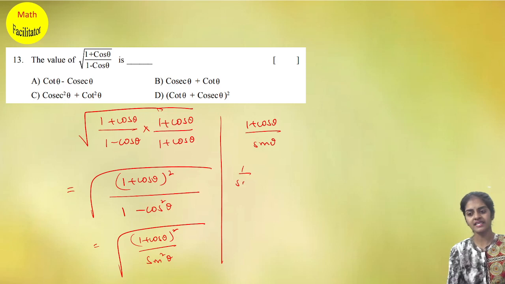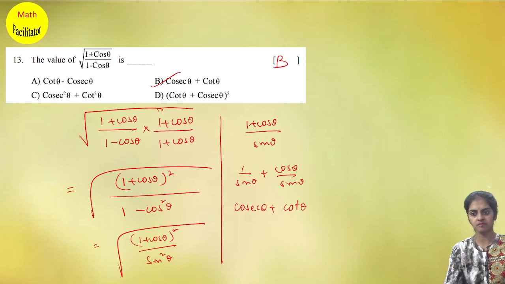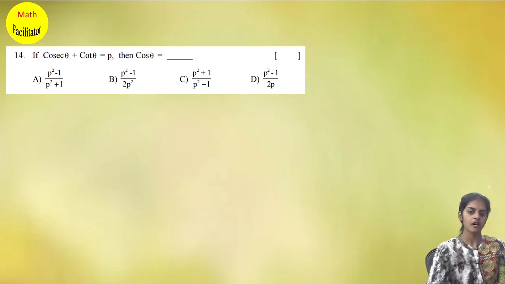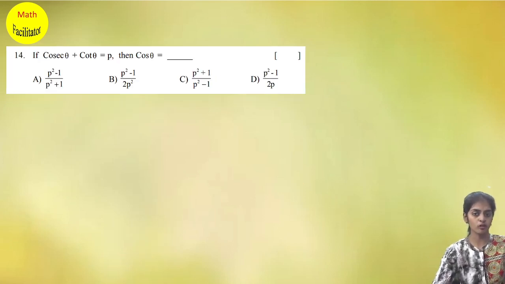So this is 1 by sin theta plus cos theta by sin theta. 1 by sin theta is nothing but cosecant theta, and cos theta by sin theta is cot theta. So what is the correct option? Option B. All these questions you need to do by yourself also after the class.